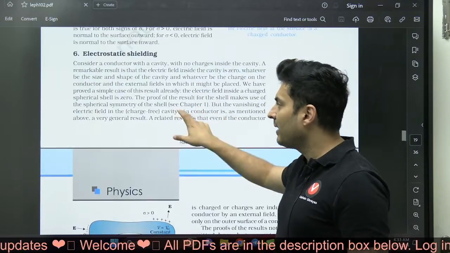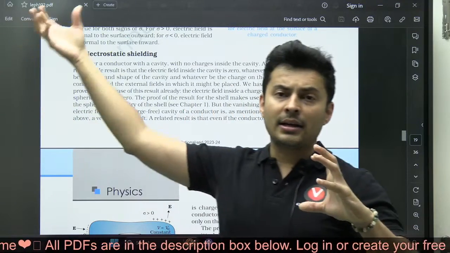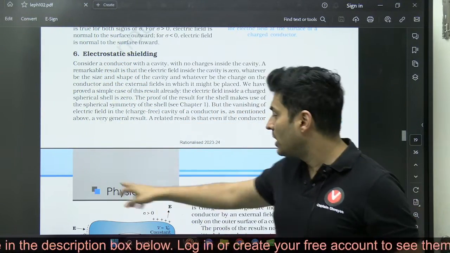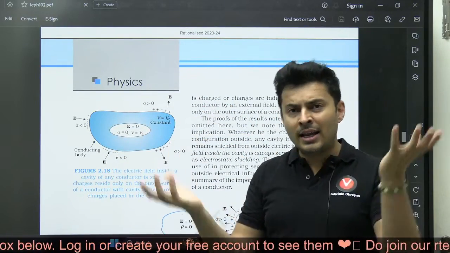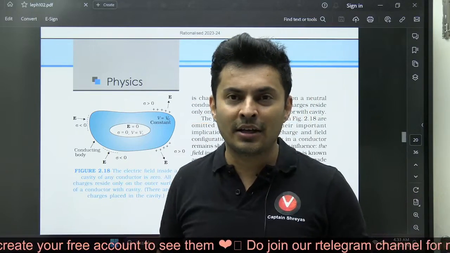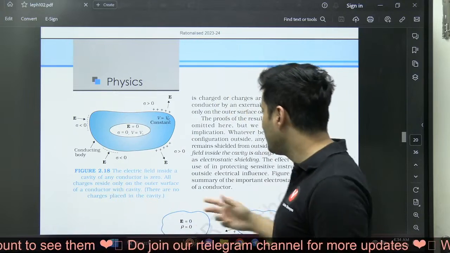Electrostatic shielding is where you are keeping a charge outside a conductor. The conductor will experience that field and it creates induced charges on it. But the charges align themselves in such a way that no field passes inside the conductor. So if you are inside, you will never know what was there outside. But the reverse does not hold true.